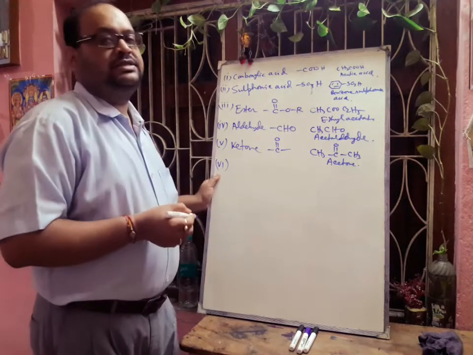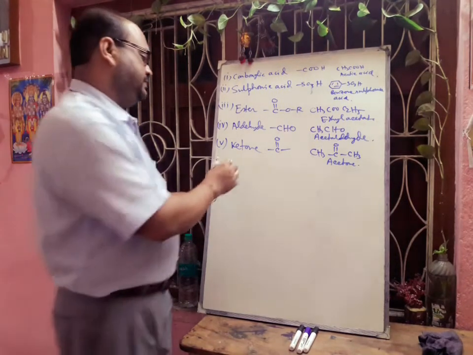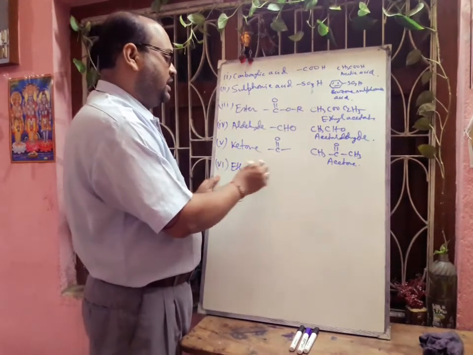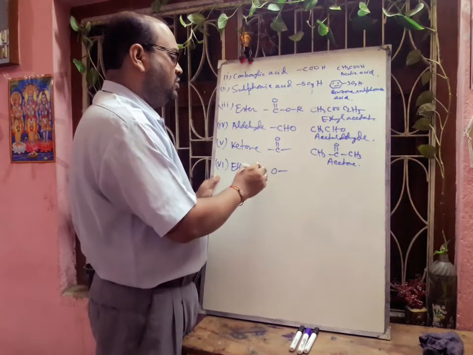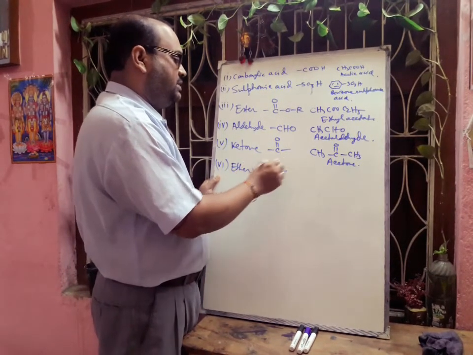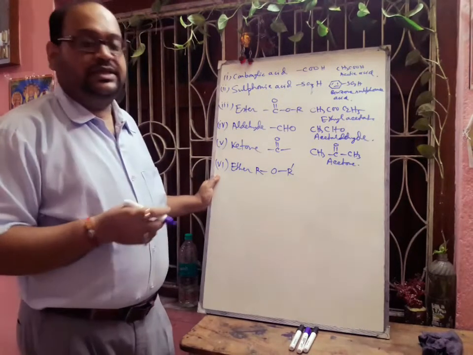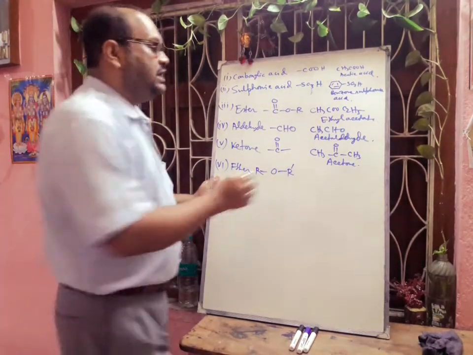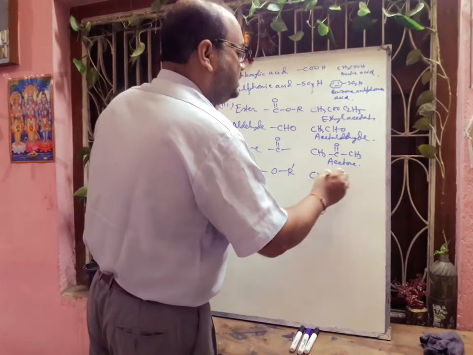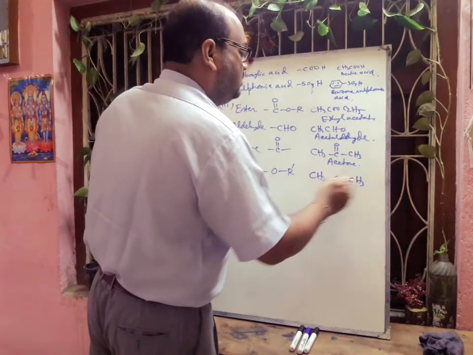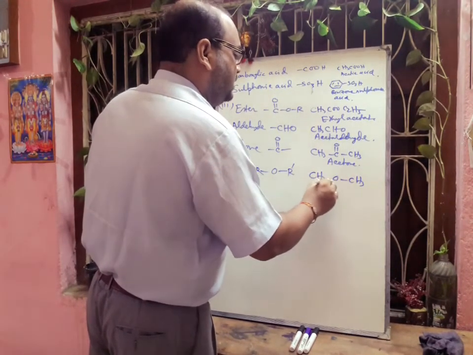Next we will discuss the functional group ether. In case of ether, on both sides of oxygen there will be two alkyl groups. Okay, it may be the same or it may be different. Based on this, one will be simple ether or mixed ether, and here we can take the example CH3OCH3. This one is called dimethyl ether.